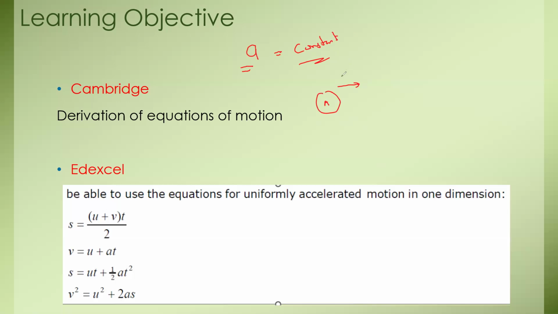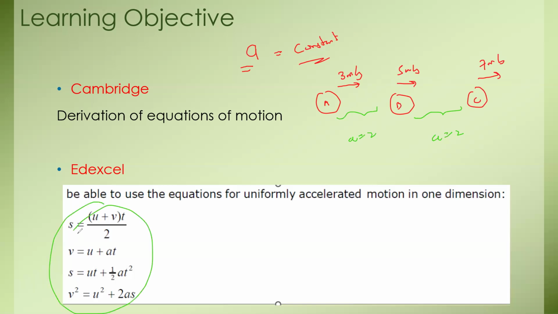So an object is there at position A, moving at a speed of 3 meters per second. After 1 second, its speed changes to 5 meters per second. After another second, its speed changes to 7 meters per second. So every second, the change in speed, the acceleration, is 2. In this case, I can apply these equations according to the given values.